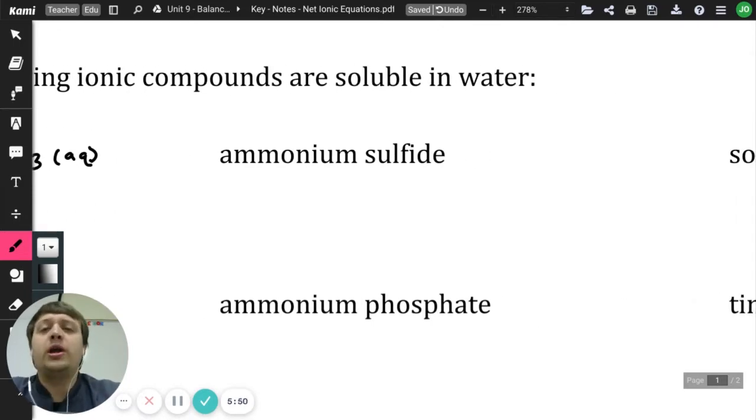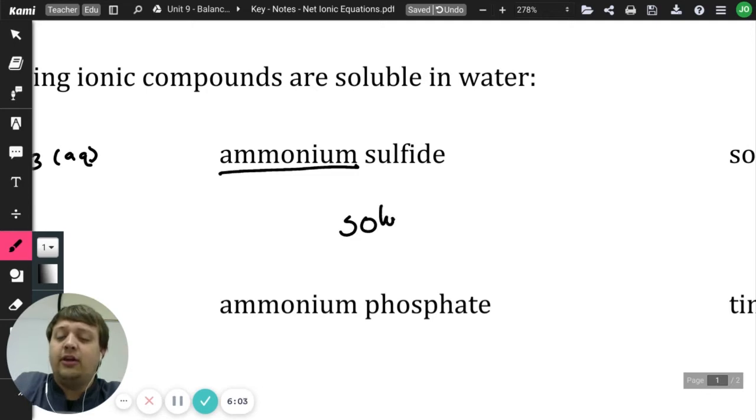So here I've got ammonium sulfide. So again, I think about my rules. Do I have anything from group 1 or ammonium? Well, yes, I've got ammonium, right? Well, they are soluble no matter what. So this is a soluble substance. Okay, it doesn't matter what else is there. We know that this is soluble because it has ammonium in it.